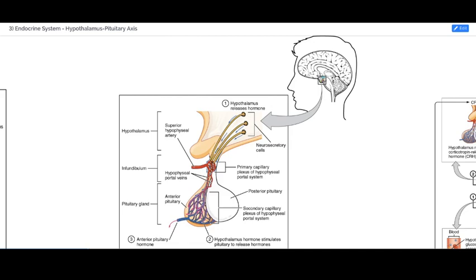Now, the portal veins that are going from the primary capillary plexus are going to the secondary capillary plexus, which is the capillaries that are in the anterior pituitary. The hormones that are released from the hypothalamus get into the bloodstream of the primary plexus and then just travel to the secondary plexus, where they get into the tissue and interact with receptors on their particular target cells. The hormones that are released here are often referred to as releasing hormones or inhibiting hormones, and they cause the release or inhibition of anterior pituitary functions.